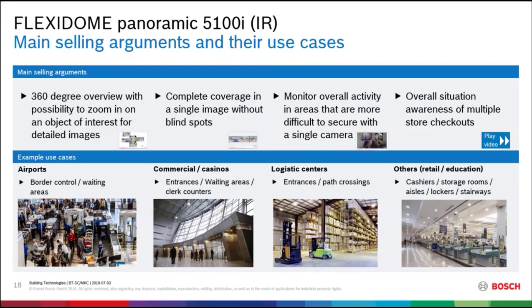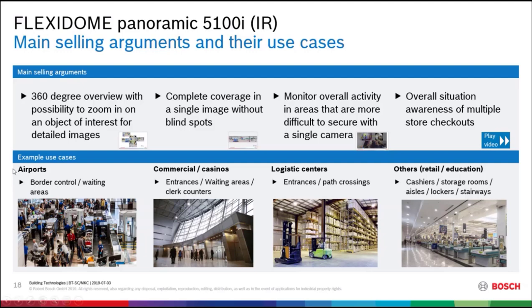And then 360 degrees with the possibility to zoom in on objects of interest. So look at airports, border crossings, even warehouses, retail, commercial, whatever, being able to minimize the camera count, because then you're saving on licensing, but then being able to maximize and get the best image possible.